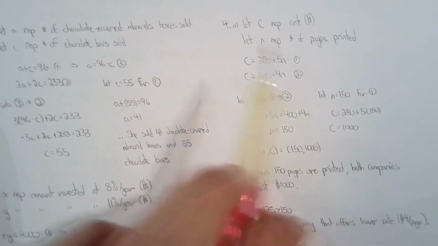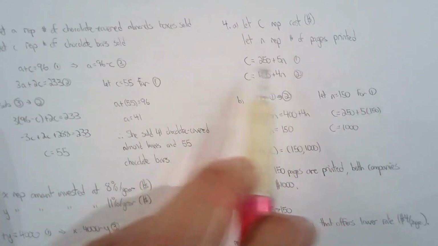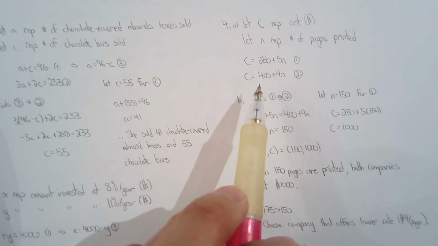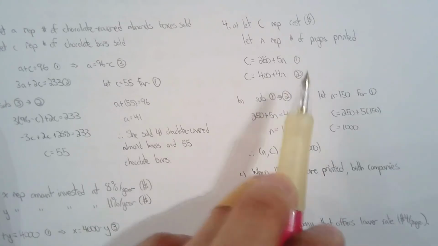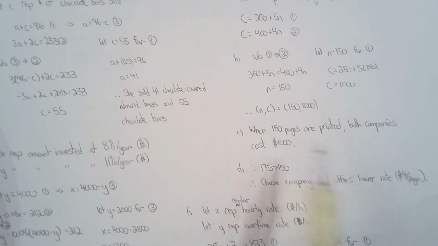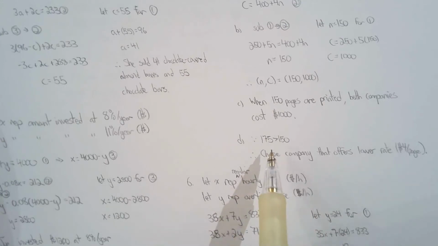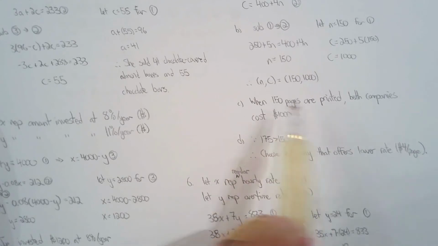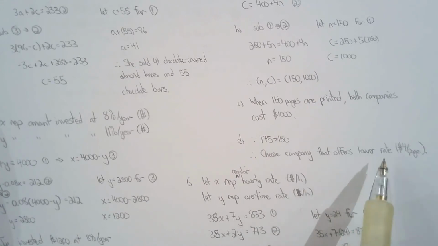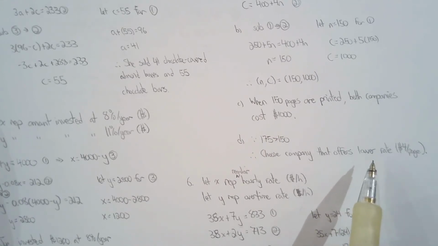For number 4, this is a grade 9 problem, really. You have 2 companies. One is going to have a higher initial cost, but a better rate, and then vice versa. So if you print 150 pages, then both companies cost $1,000. Now, if you want to print 175 pages, since 175 is greater than 150, the 150 that I solved in part C, then you should choose a company that offers a lower rate, because lower rate means better in the long run.